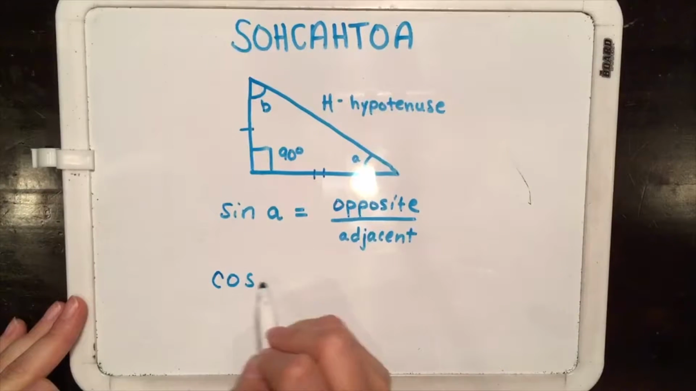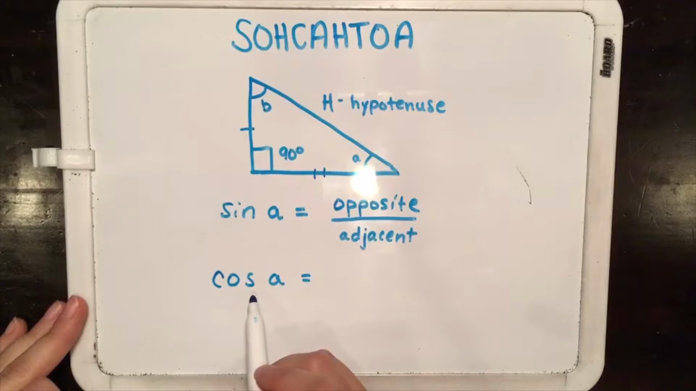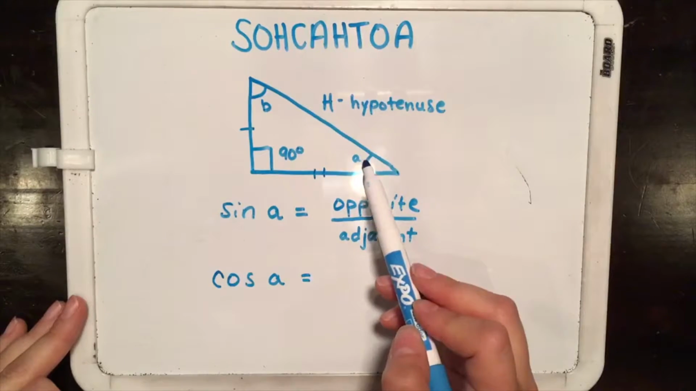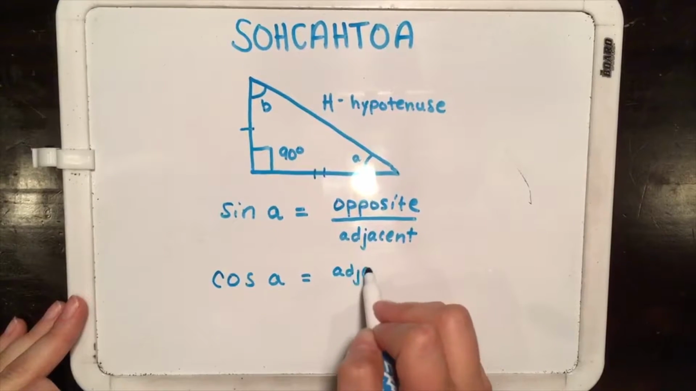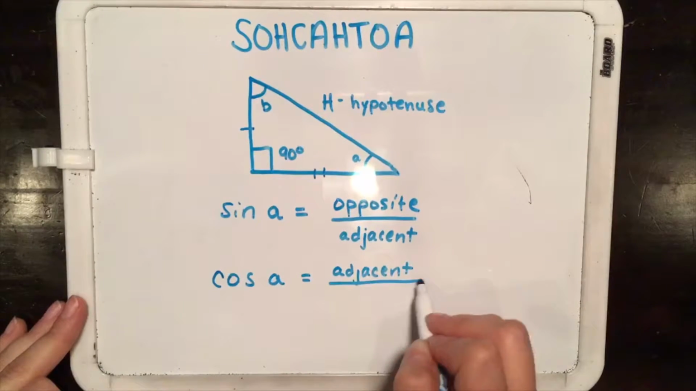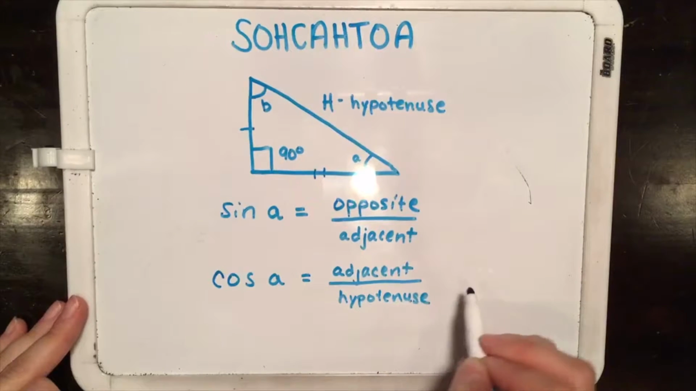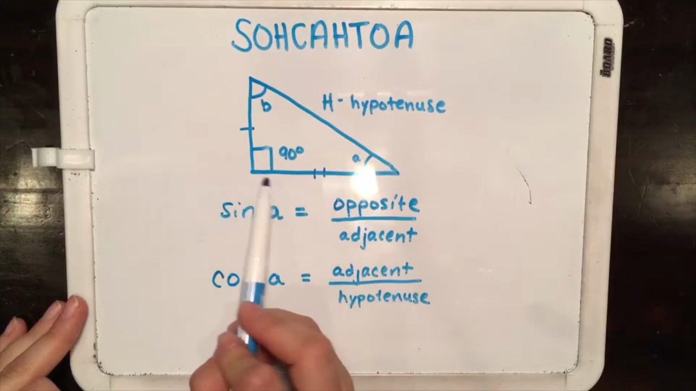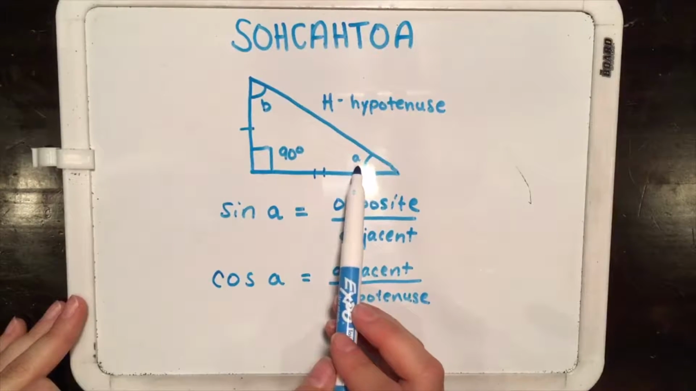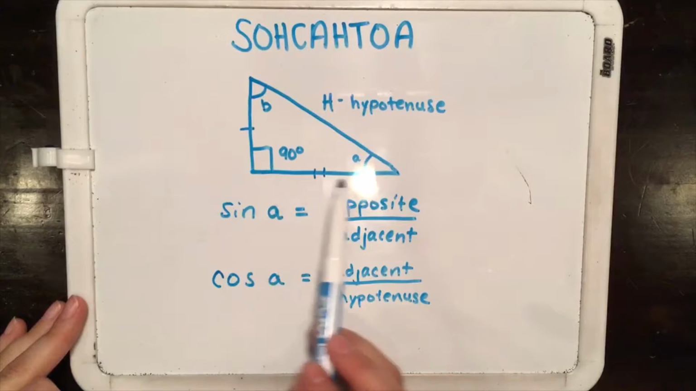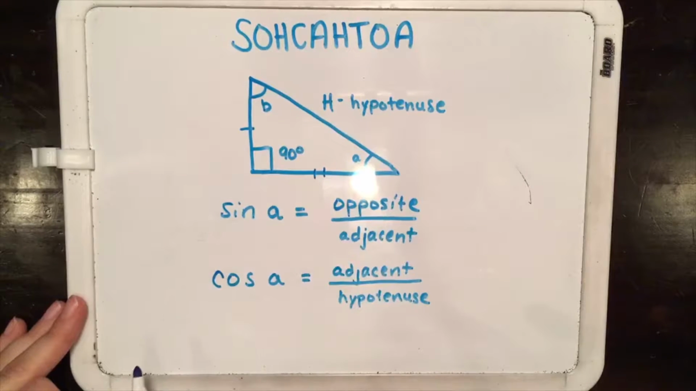C stands for cosine. Cosine is a trigonometric ratio for A that stands for adjacent over hypotenuse. So if you had lengths for all of these sides and we were looking for the cosine of angle A, it would be the adjacent length divided by the hypotenuse length.